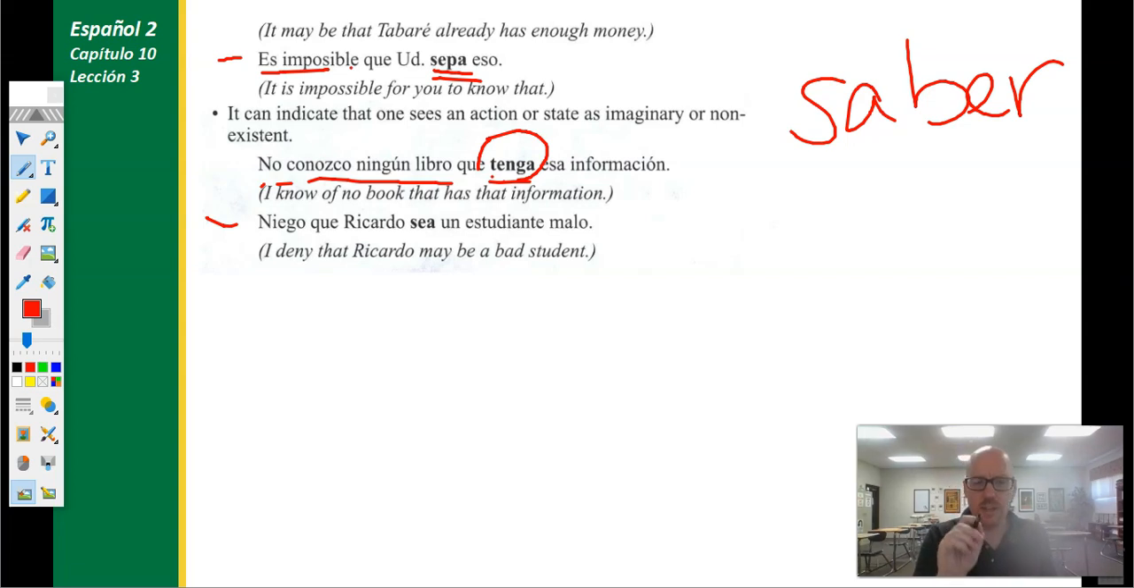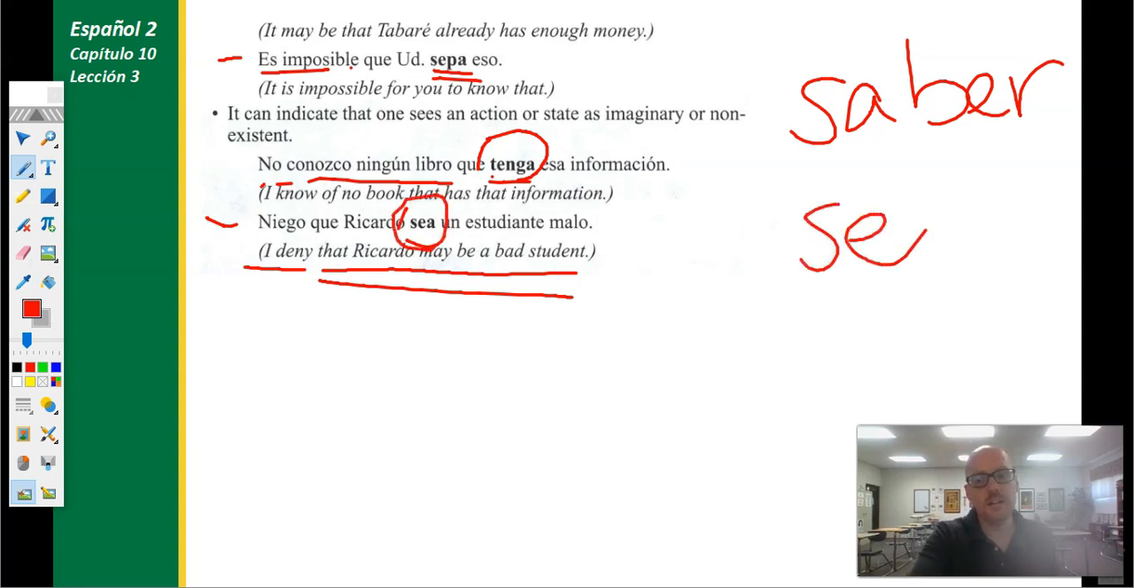If you say he's a bad student, that is, and here's the catch, that is contrary to reality. So that first clause, I deny, tells me that the second clause is contrary to reality, is a figment of the imagination, it is non-existent, and for that reason, this verb, ser, had to be in the subjunctive mood, el modo subjuntivo.